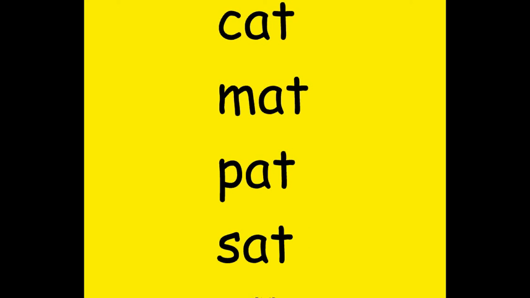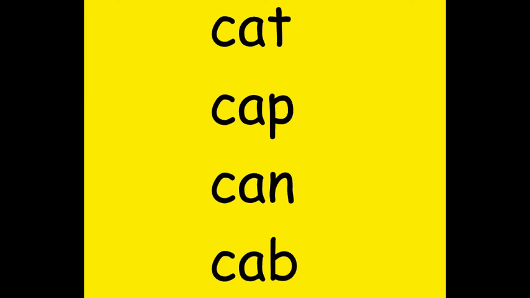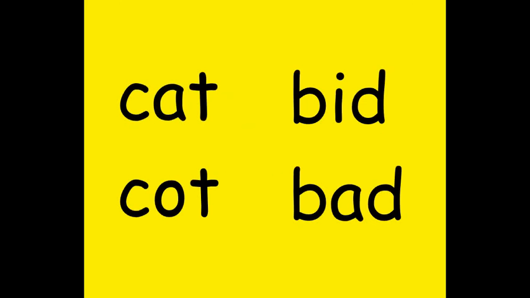You give the students a word such as cat. Cat becomes mat, becomes pat, becomes sat. Then you will move to address the final consonant. You would start with cat, change it to cap, change it to can, change it to cab. Finally, you move to changing the middle sound in a progression of words.